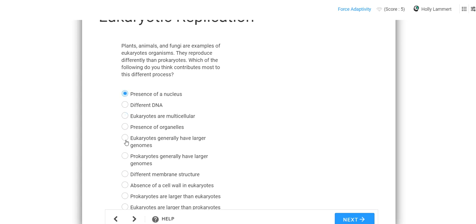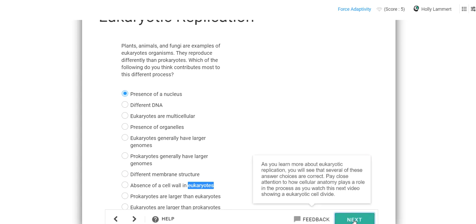So I'm gonna go through all these. Presence of organelles, eukaryotic cells do. Eukaryotic cells generally have larger genomes. That is generally true. Prokaryotes generally have larger genomes, different membrane structure, absence of a cell wall. Remember, there are certain types of eukaryotes that have cell walls. What type would those be? Those would be like your plant cells. Prokaryotes are larger than eukaryotes, or eukaryotes are larger than prokaryotes. That would more so be right, but I think presence of a nucleus, that's your best bet.